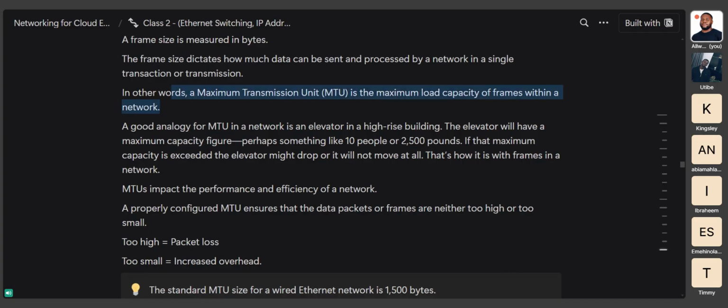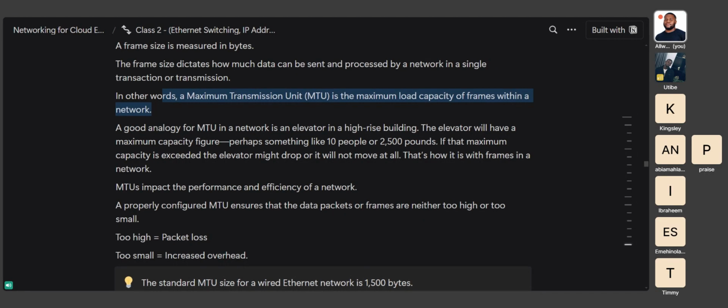To bring it down and make the understanding a whole lot more elaborate for you, a good analogy for MTU in a network is an elevator in a high-rise building. So the elevator would have a maximum capacity, right? Something like 10 people, or 2,500 pounds. In the same way, that's basically what an MTU is for a network. So an MTU is like the maximum capacity for an elevator.